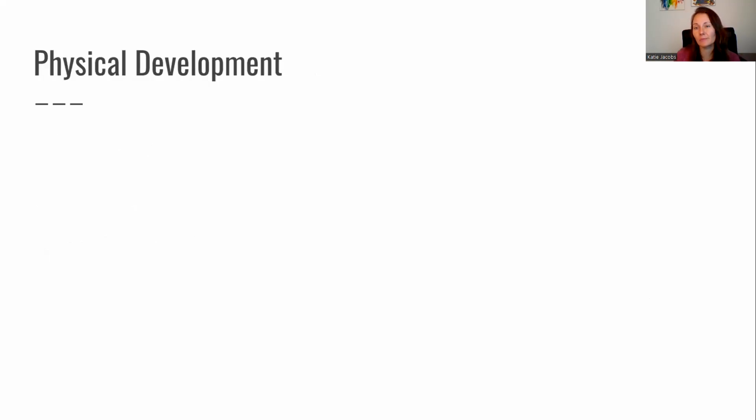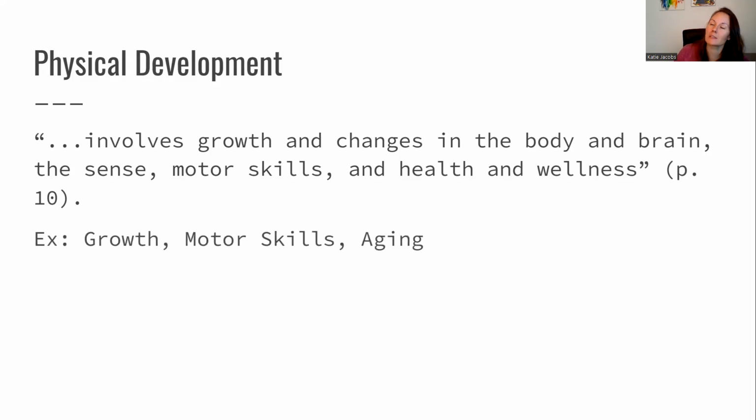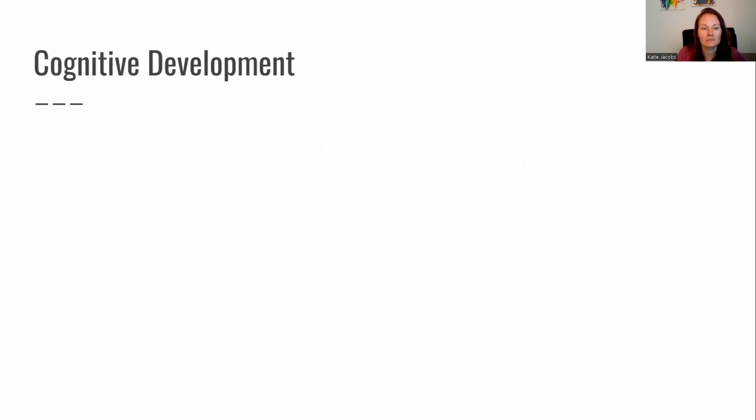So physical development involves growth, changes in the body and brain, the senses, motor skills, and health and wellness. So this is basically looking at biology. This is looking at your motor development, which we'll talk about. It could be aging or even fine motor skills like cutting or writing with a pencil. So again, examples of this would be growth, motor skills, and aging.